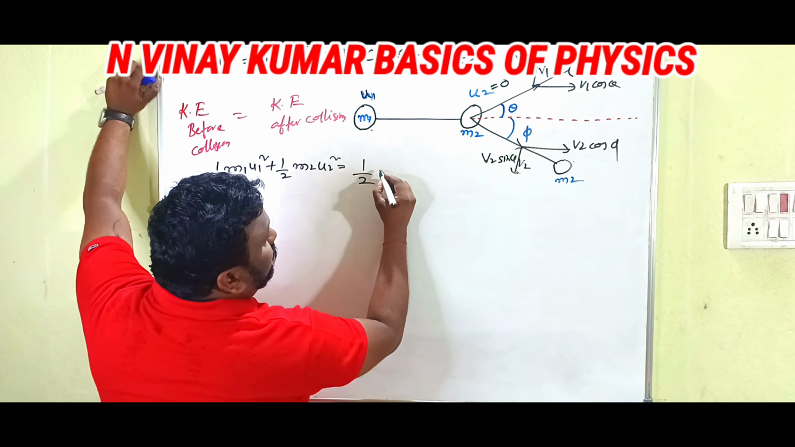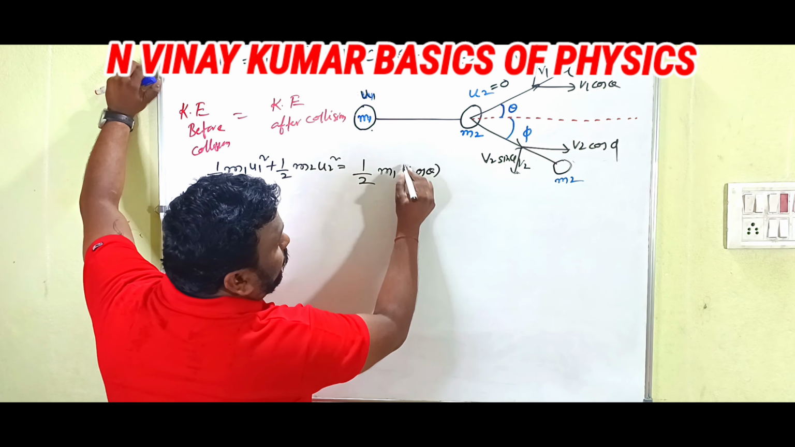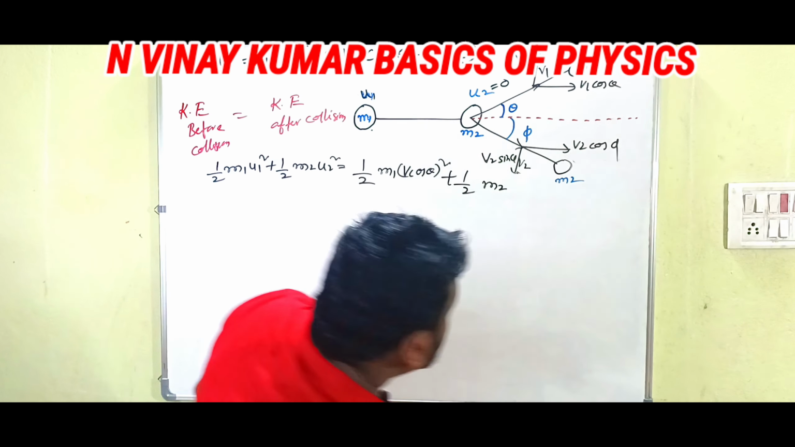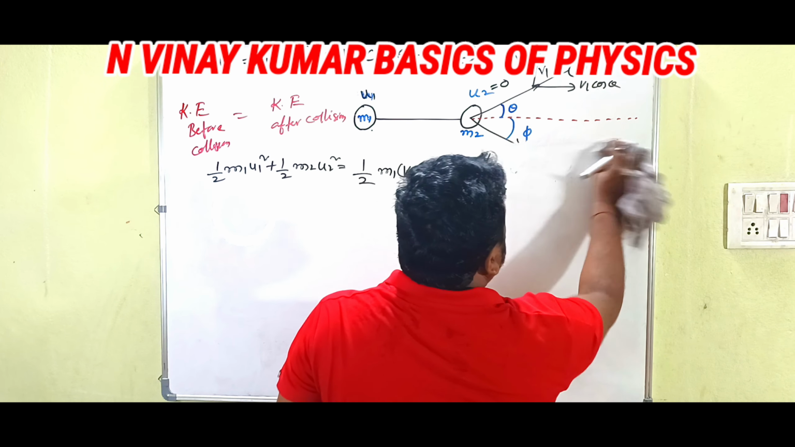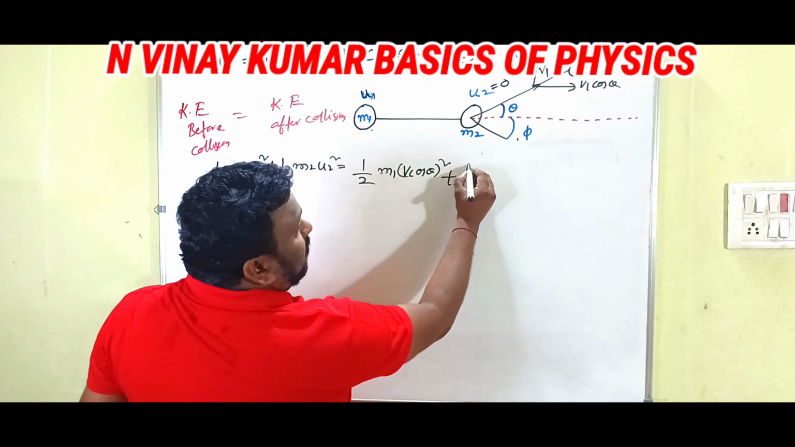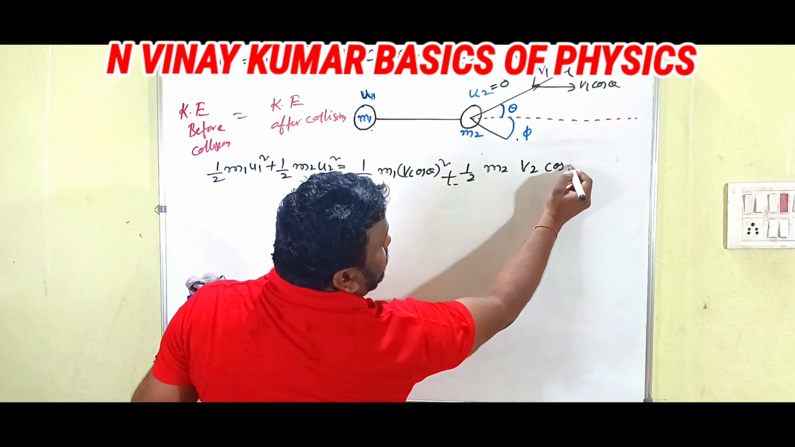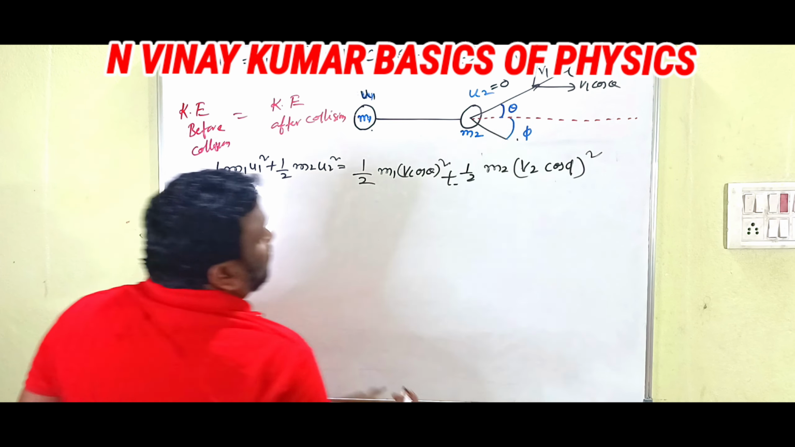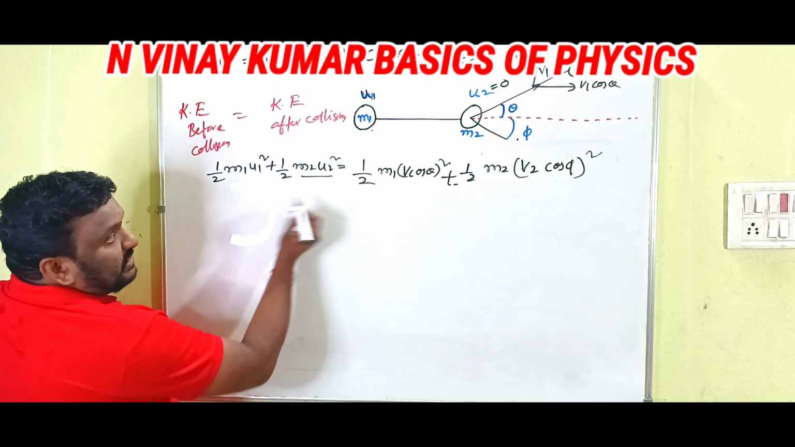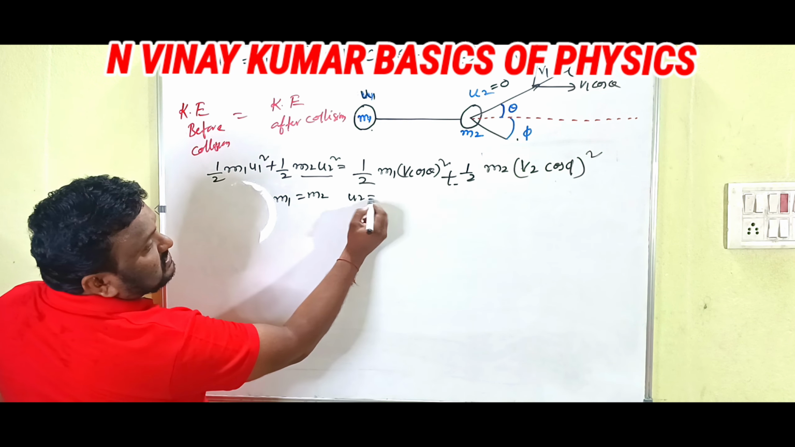along the x-axis, half m1 v1 cos theta whole square plus half m2 v2 cos pi whole square, children. Already the second body is at rest, u2 is 0, and you know m1 is equal to m2 and u2 is 0.